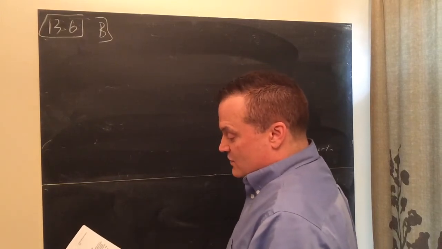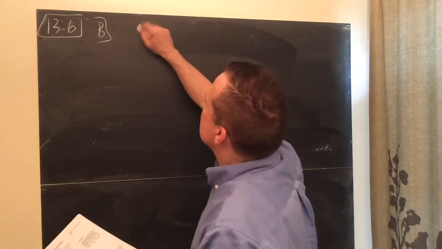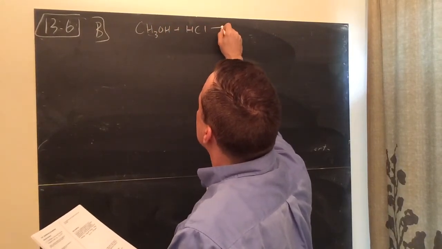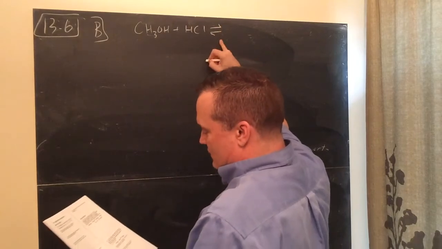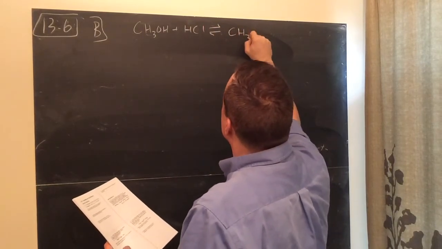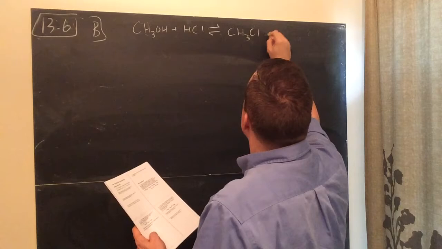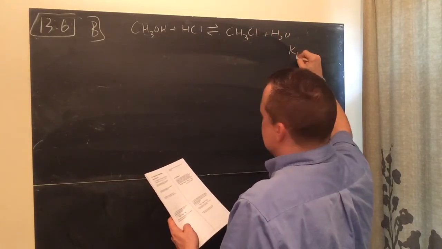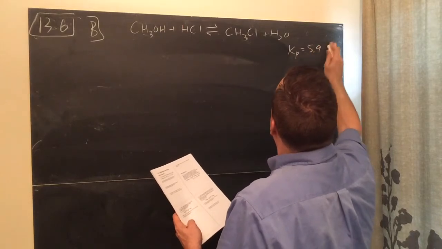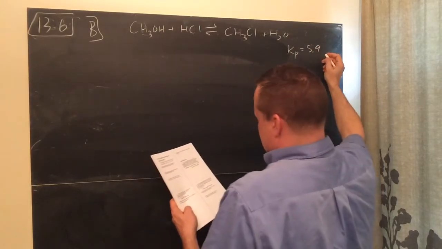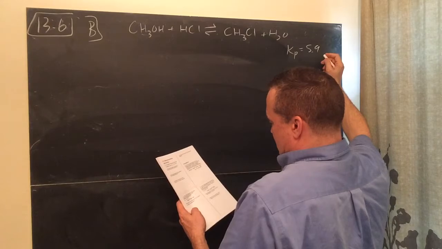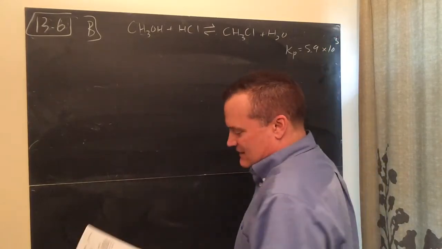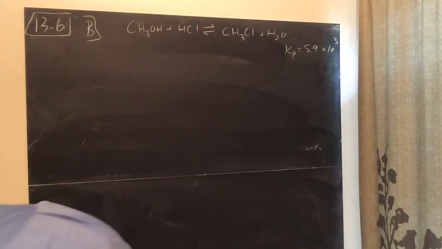I'll explain what this means as I draw a diagram. Okay, first we have the equation CH3OH plus HCl gives you, and we do the arrow this way when it's going to be equilibrium, CH3Cl and H2O. Now it says that Kp is 5.9. You know what? It says 10 to the third. I want to say that it was supposed to be 10 to the negative third.